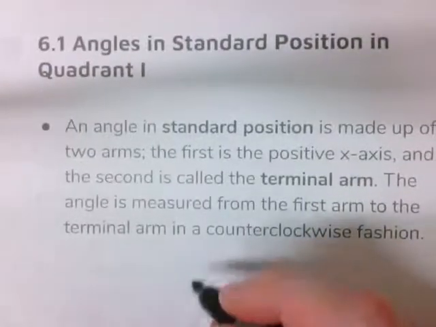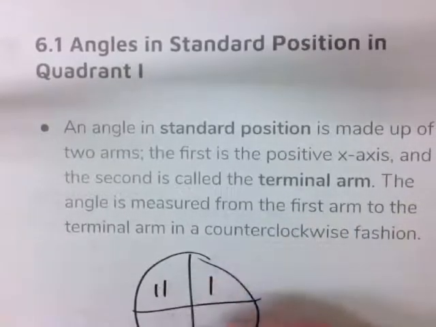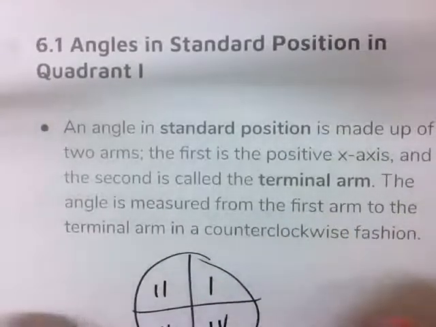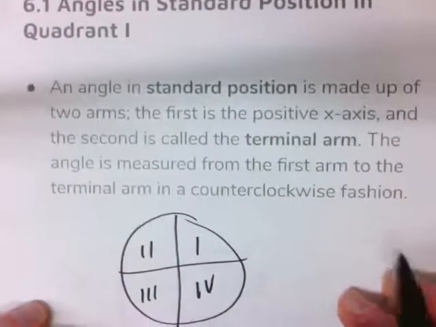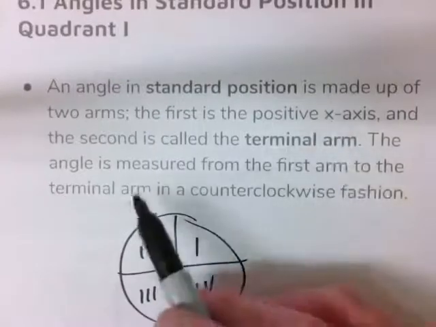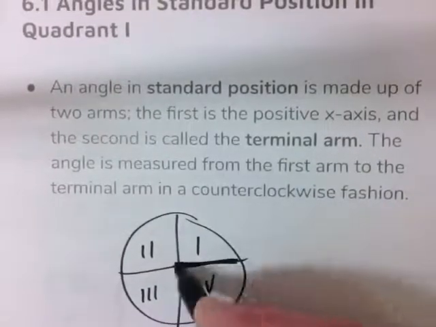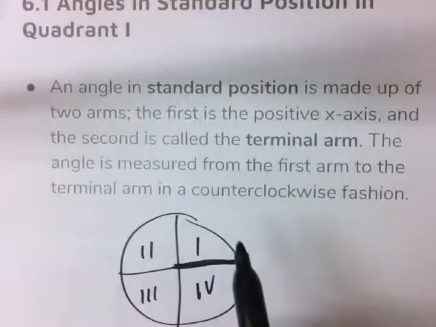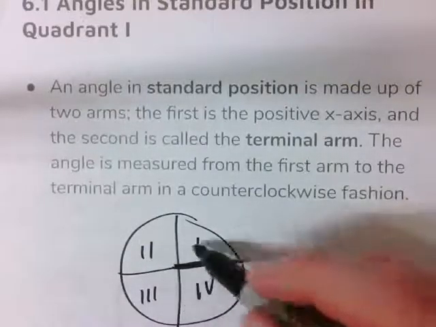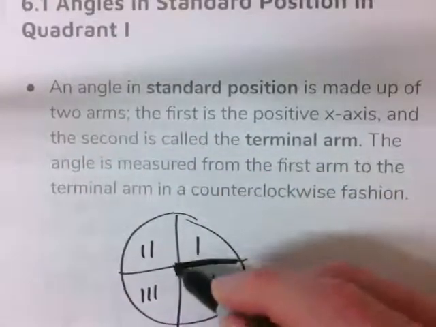What's quadrant 1? For those of you that don't remember, there are 4 quadrants: 1, 2, 3, 4. Yes, it goes counterclockwise like that. An angle in standard position is made up of 2 arms. The first is the positive x-axis. The second is called the terminal arm. In quadrant 1, that'll be in here somewhere. So let's just say it's here.